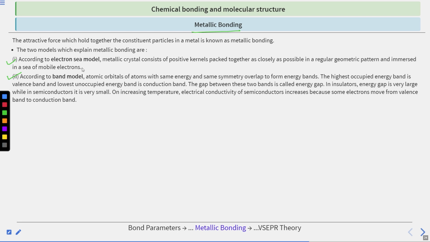Second, according to the band model, the atomic orbitals of atoms with the same energy and same symmetry overlap to form energy bands. The highest occupied energy band is the valence band, and the lowest unoccupied energy band is the conduction band. The gap between these two bands is called the energy gap. In insulators, the energy gap is very large, while in semiconductors it is very small. On increasing temperature, the electrical conductivity of semiconductors increases because some electrons move from the valence band to the conduction band.